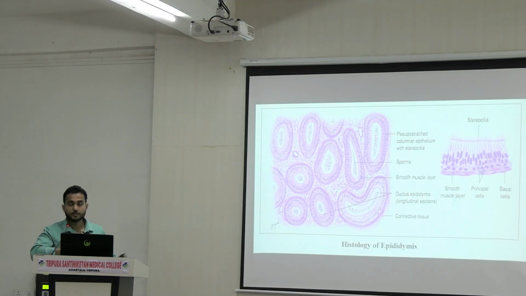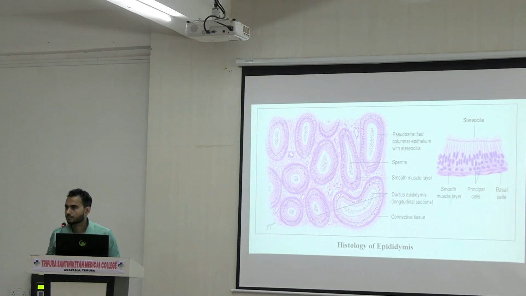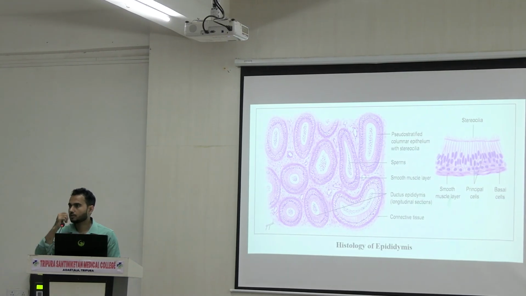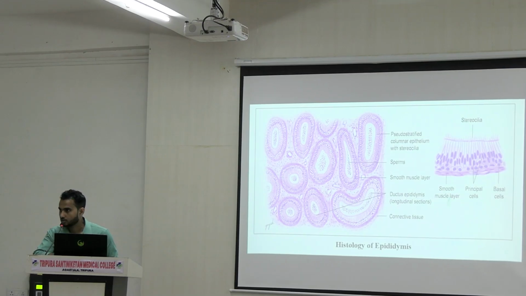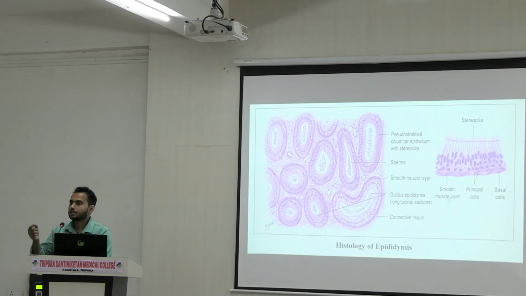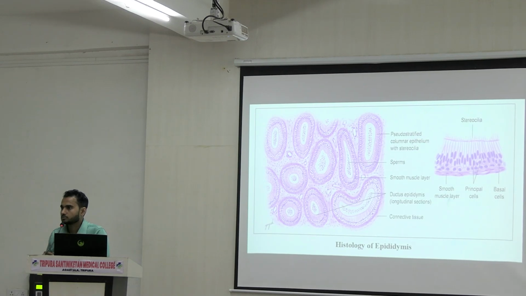Now this is the histology of epididymis. It is also appearing like seminiferous tubule. Can you see? इसका भी appearance seminiferous tubule जैसा है. Now you will ask me that there is only one tube, then why are multiple cut sections shown over here? What is the justification behind that? Have you understood? समझ में आ रहा है now what I am asking? Then why is it like this?